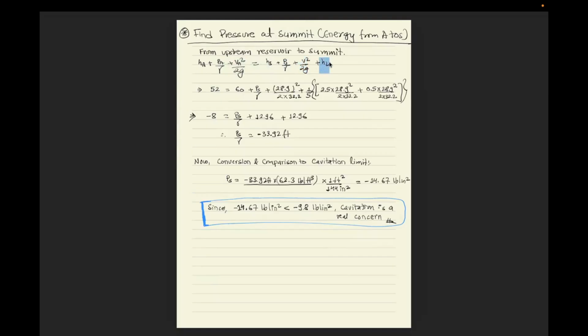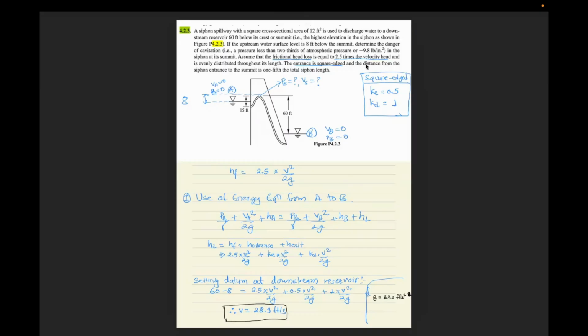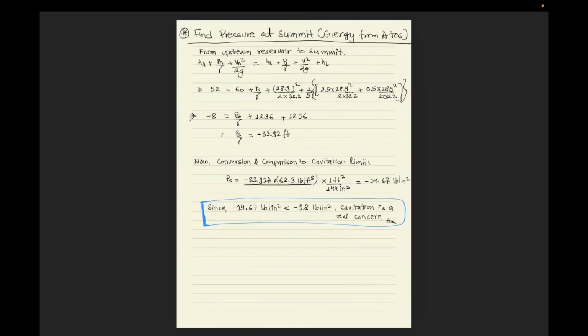And for this head loss, in the question it is clearly mentioned that the distance from siphon entrance to the summit is 1/5 of total siphon length. So I use that 1/5 of head loss, that is head loss is equal to 2.5 times this 28.9 square. This is a velocity. So basically just computing all those numbers, we will have this pressure head of minus 33.92 feet. Now let us convert this pressure head and compare with the cavitation limit.